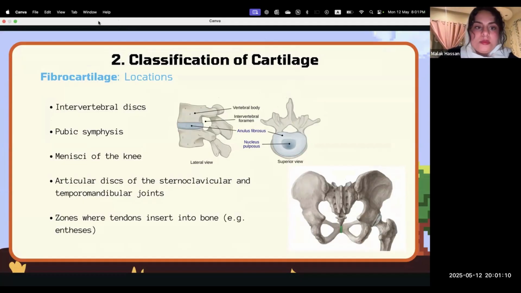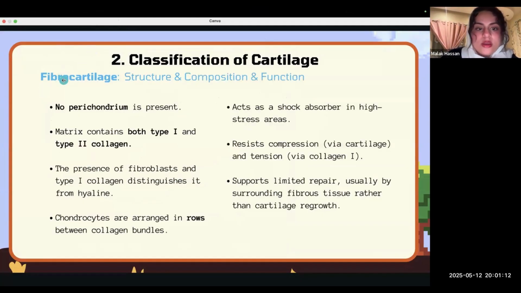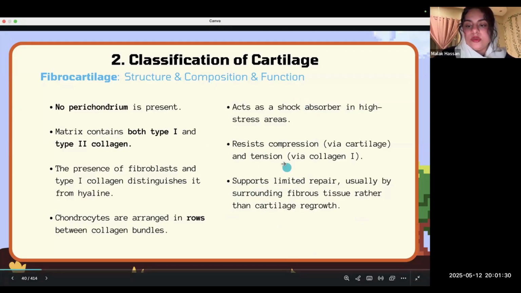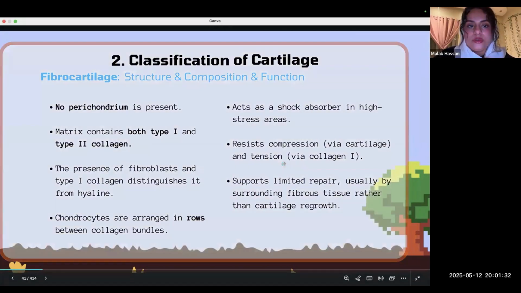Okay. Back to what I was saying. There is no perichondrium. It contains type 1 and type 2 collagen, and there are fibroblasts and type 1 collagen in it, which distinguishes it from hyaline. And because of the large amounts of fibers, they're arranged in rows. All right. And this stuff, like we already mentioned it. You can just read it on your own.